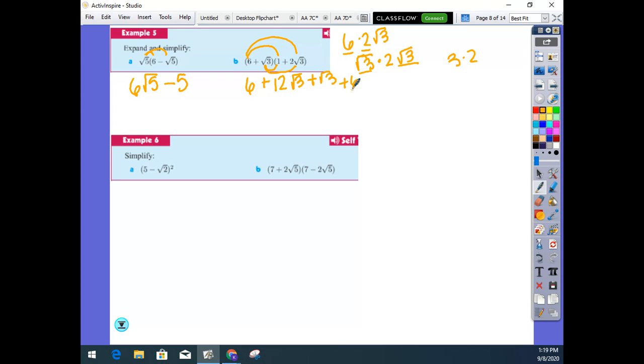So as soon as you distribute all of your values, combine like terms. These 6's are both whole numbers. I add them together to get 12. This is 12 radical 3 plus there's 1 radical 3 here to get 13 radical 3.